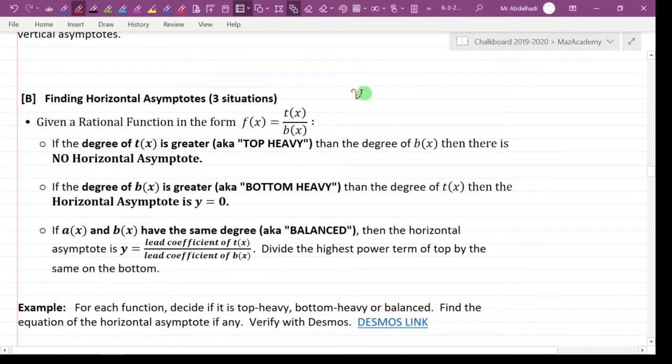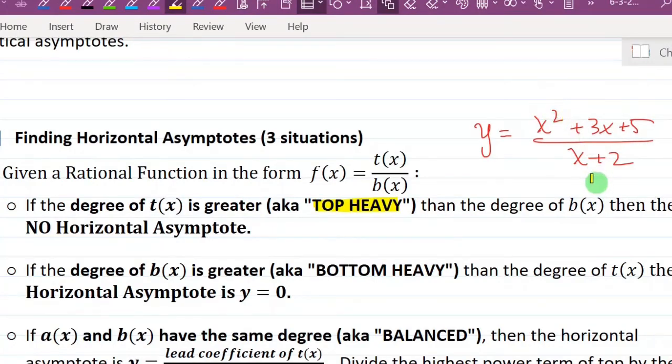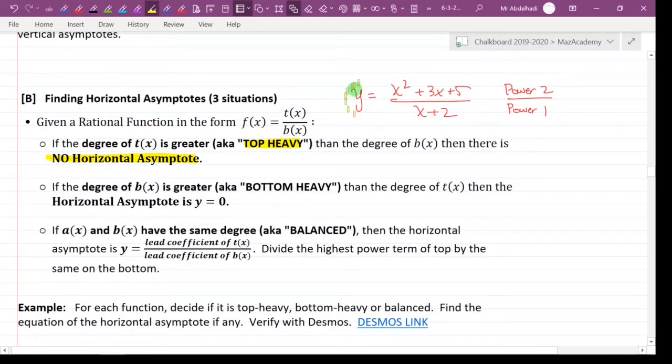For example, y equals x squared plus 3x plus 5 over x plus 2. What's the power on the top? This is a power of 2 on the top. What's the power of the bottom, the degree of the bottom? It's a degree of 1, power of 1. If the top power is bigger than the bottom power, I'm going to refer to that as being top heavy. If the function is top heavy, meaning the top power is bigger than the bottom power, there is no horizontal asymptote. So right away, you look at this, no horizontal asymptote. Why? Because the power on top is bigger than the power on the bottom. Done.